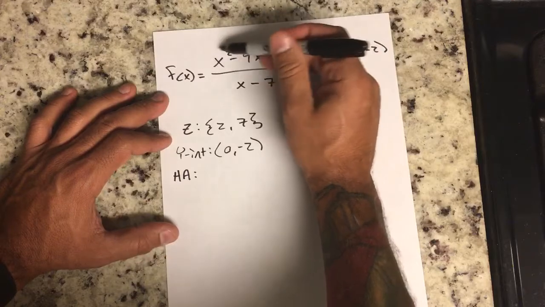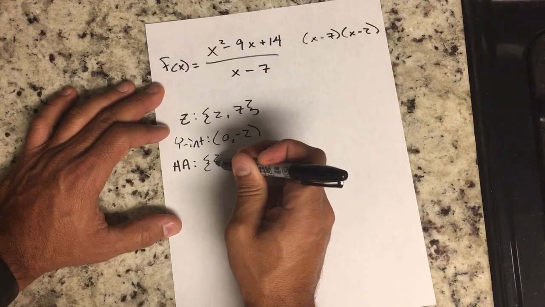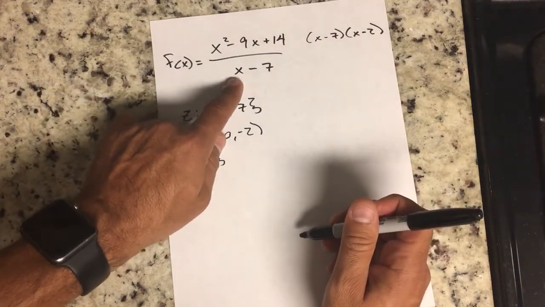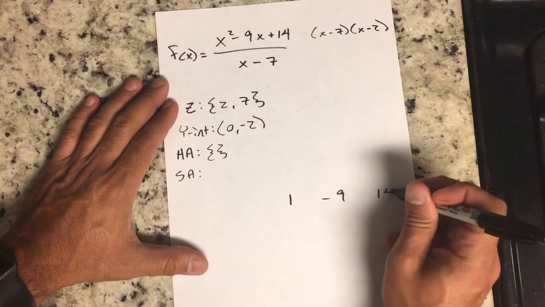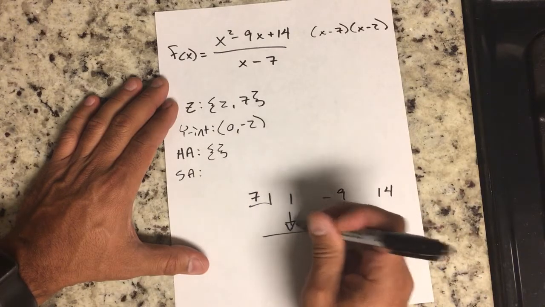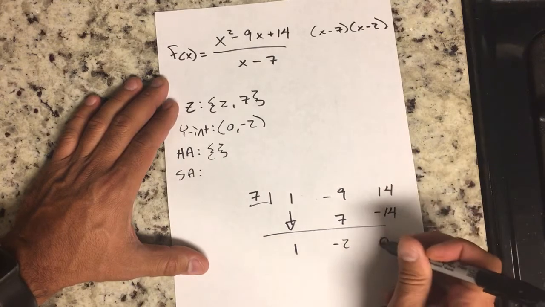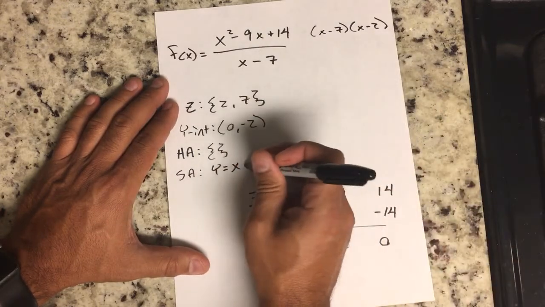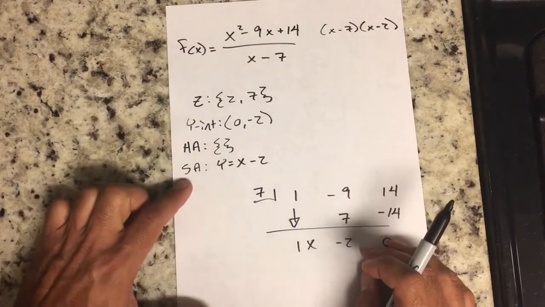Horizontal asymptote. I have a larger degree on top than on bottom, which means that there is not a horizontal asymptote, which means there is a slant asymptote. Since this has a degree of 1, I can actually use synthetic division. So I'm going to use synthetic division. So it's y equals x minus 2. If you get a remainder, you just leave it off. The remainder doesn't matter on the slant asymptote.